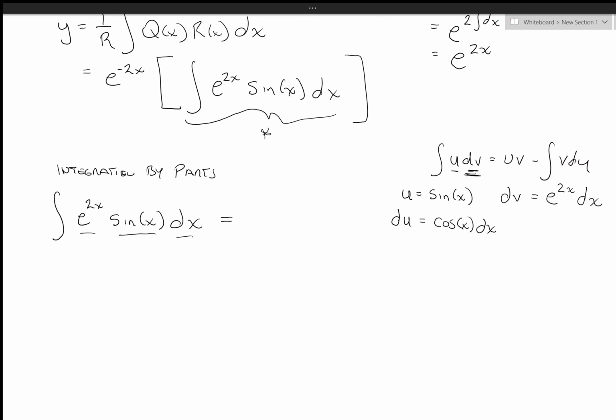And if dv is e to the 2x, what's the integral of that? Well, that means that v is the integral of that. The integral of e to the ax dx is equal to 1 over a e to the ax, plus c because it's an indeterminate integral. So this becomes 1 over 2 e to the 2x. That becomes v.